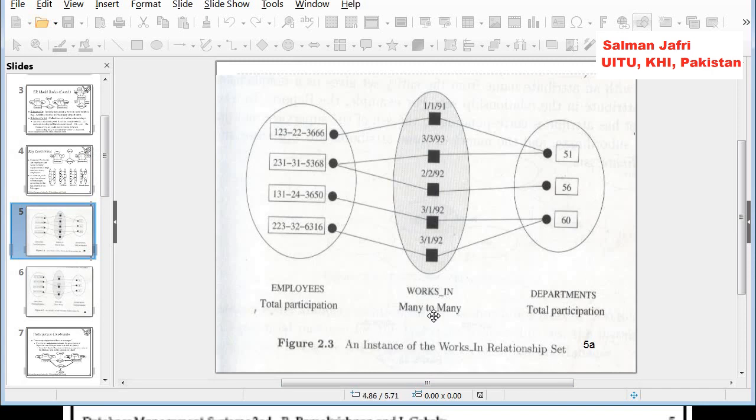Let's look at the works in relationship. First of all, the entities of employees, are they participating in this works in relationship, yes or no? Because there are no blank things, all the entities are participating. So we have total participation from employees in the works in relationship. Similarly, when we look at departments, all departments are participating in the works in relationship. So again, total participation. So this is one aspect.